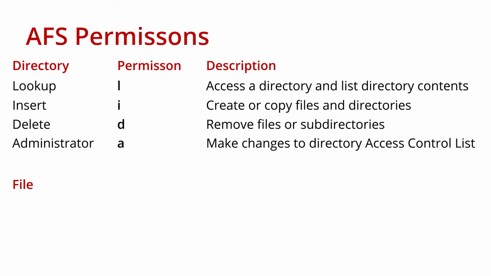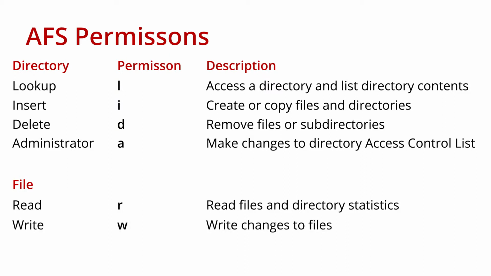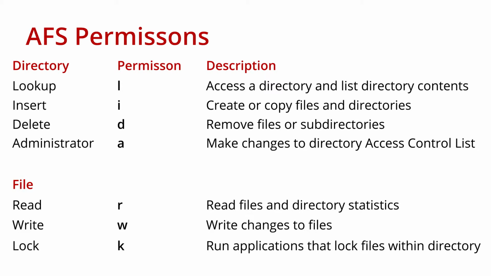For permissions affecting files within a directory, read or R permissions allow for file reads and directory statistics. Write, or W permissions, allow for writing changes to files. And lock, or K permissions, allow you to run applications that issue system calls to lock files within the directory.